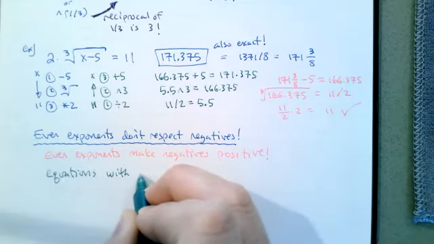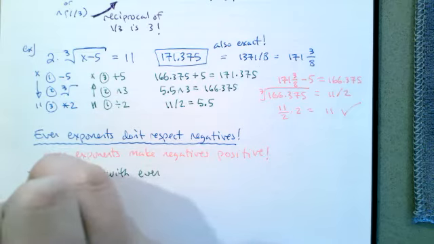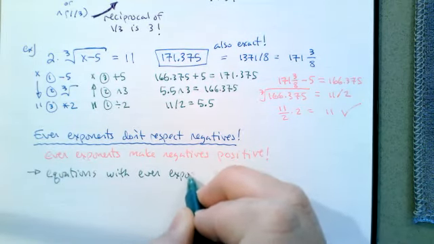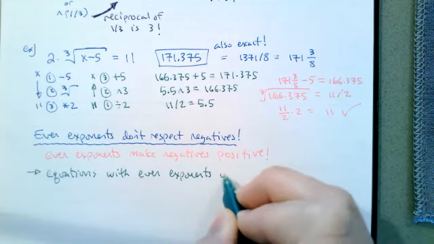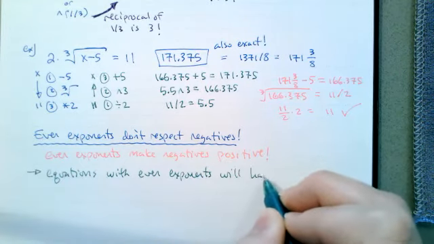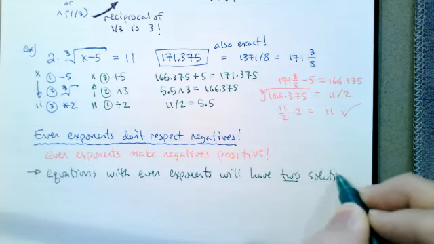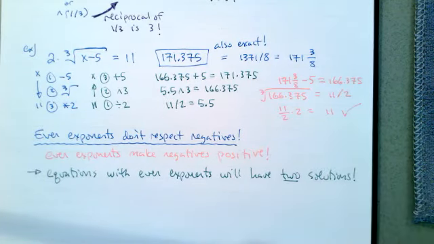So equations with even exponents, this is the implication. Equations with even exponents will have two solutions. So here's an extra thing that we have to remember: equations with even exponents will have two solutions.